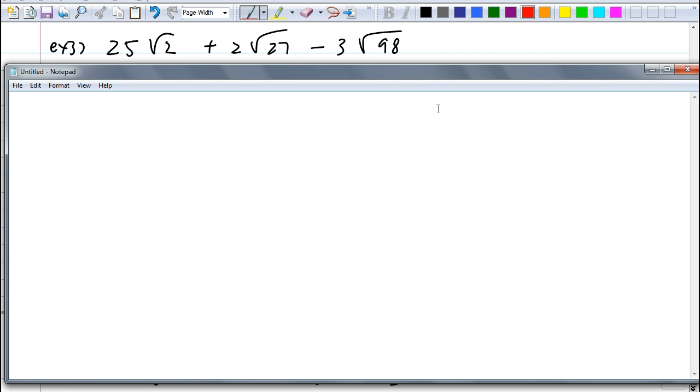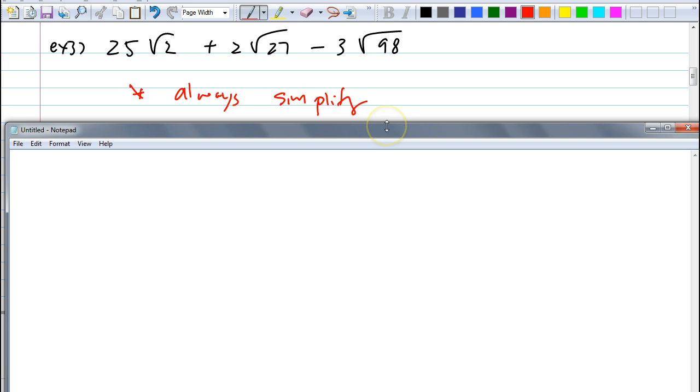No. Yeah, could I add them together now? No. No, so we're done, right? You can simplify it. Okay, good. Always simplify. What can we do with square root of 27 and square root of 98?